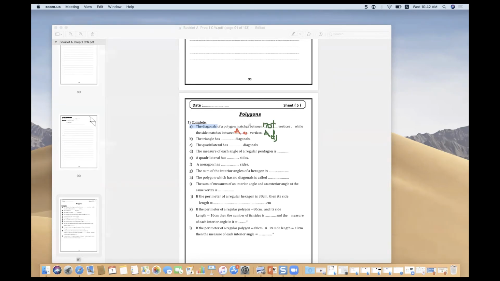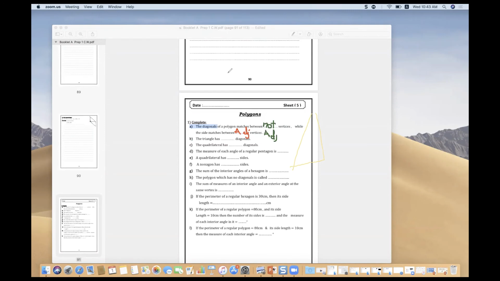Girls, edge means adjacent. Next. Okay, what's your name? Malak. Yes, Malak. The triangle has how many diagonals? 3? Three diagonals? Okay, this is the triangle. Let me draw something, Ms. Amira, please. Okay, this is the triangle, okay?